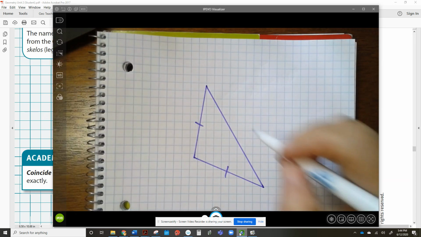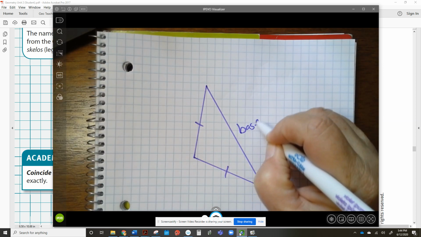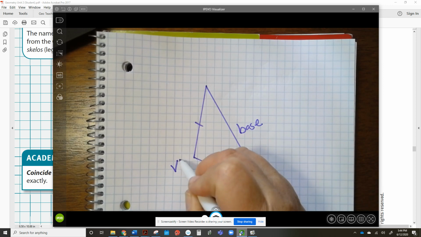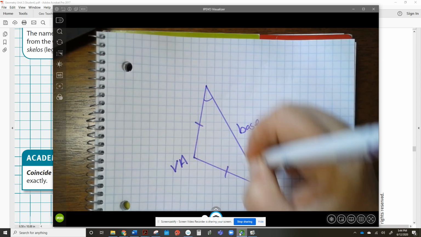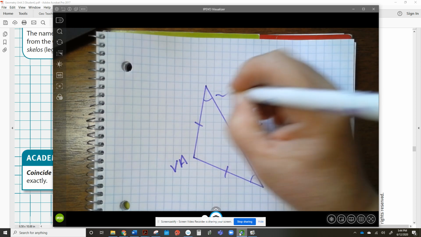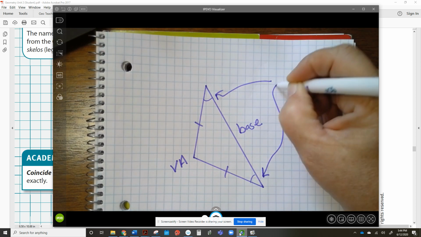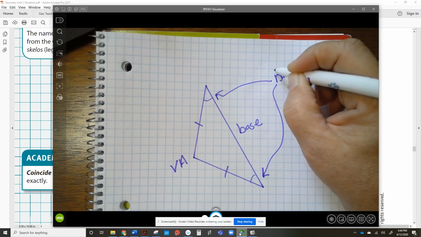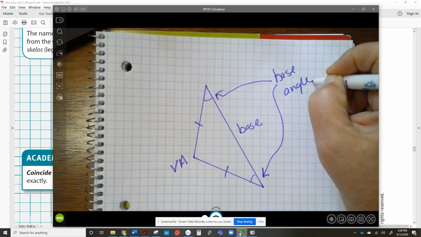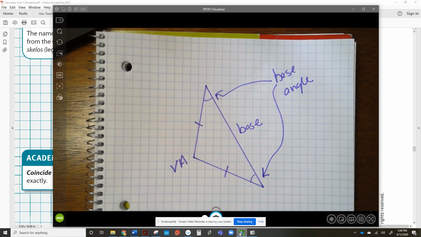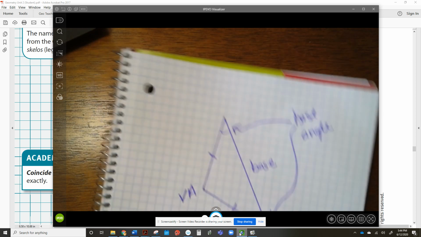So we've got leg, leg, base, and this here is the vertex angle, and these two down here are your base angles. And that's how you could draw it, and then of course you can cut it out.